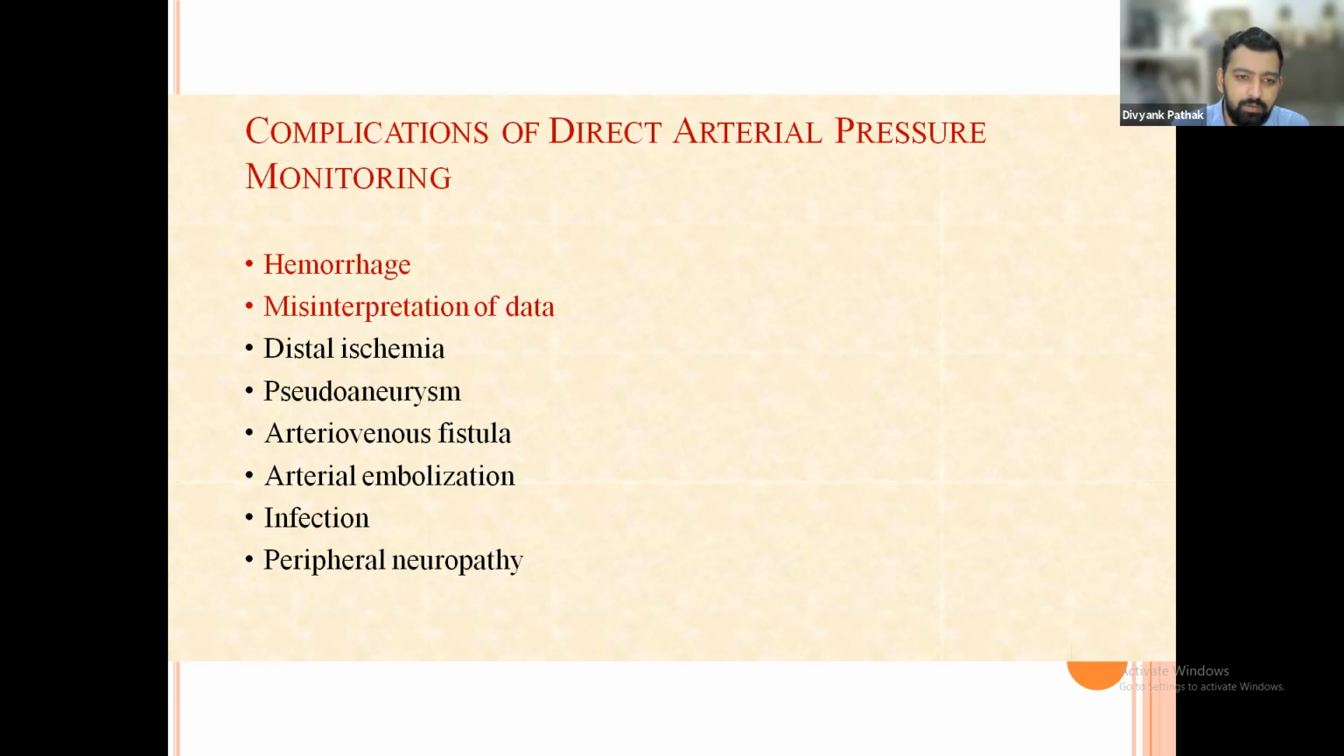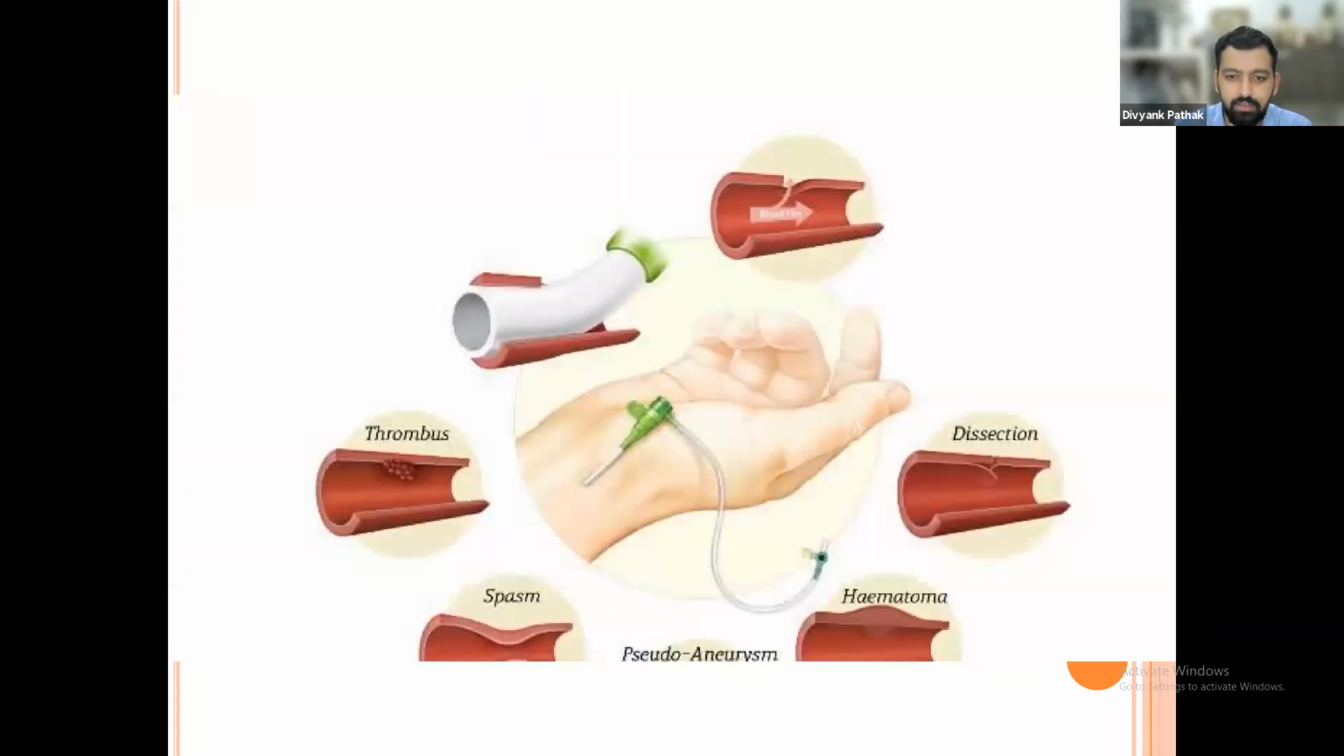Rather than hemorrhage, there's misinterpretation of data. Ischemia can be there if the other parallel artery is not working, and pseudoaneurysm. Now these are the rare complications. Arterial embolization can be there if you push air or other fluids, like if you start fluids or antibiotics in the arterial cannula. AV fistula, infection is very common, and peripheral neuropathy can also be there. So be cautious of this.